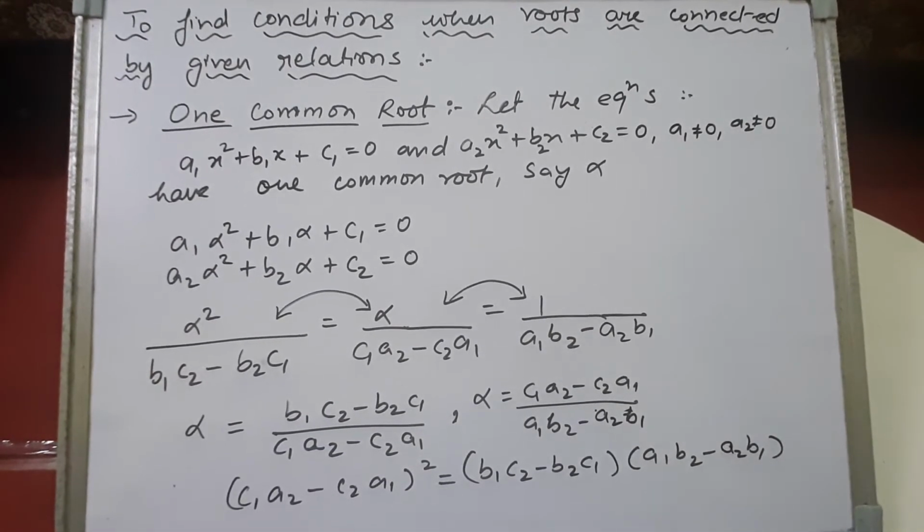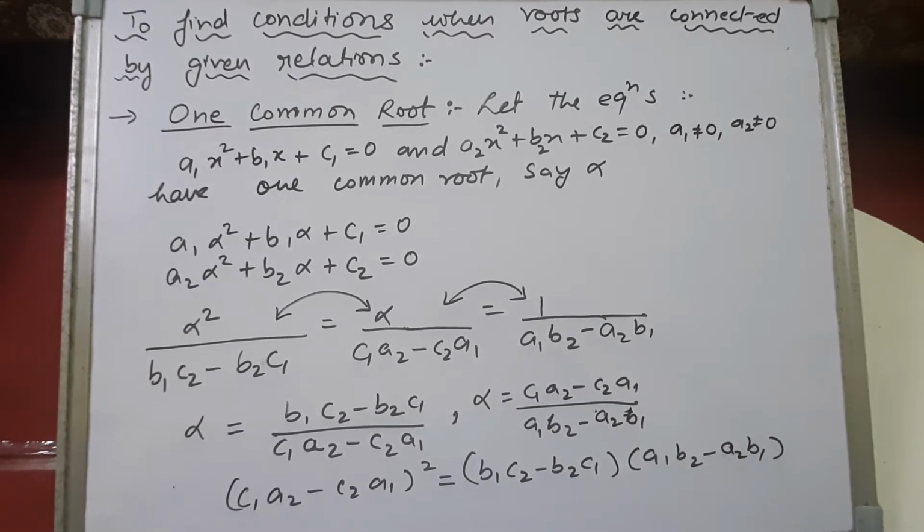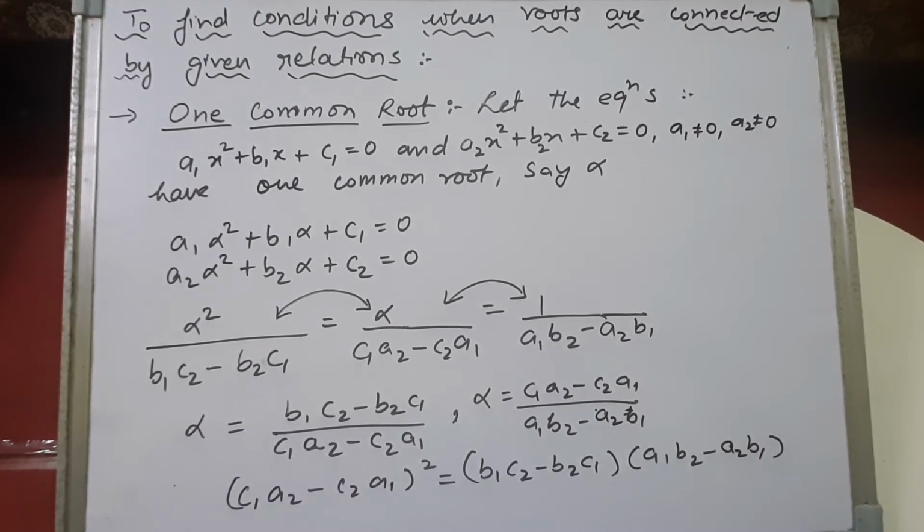Let's see another point, children. Now in this point we have to find the condition when two roots are connected with given relation. And the first is one common root. That means a root is common in both the quadratic equations.